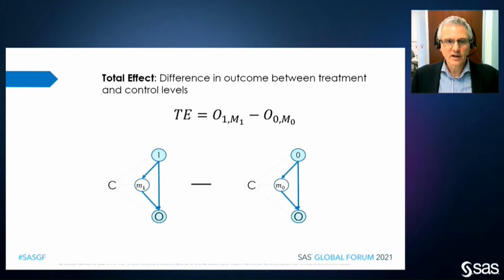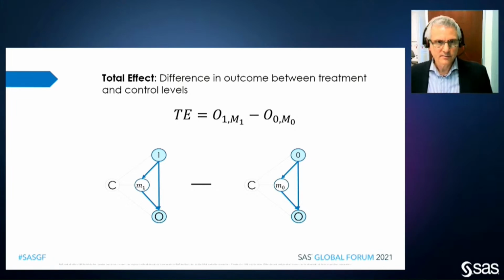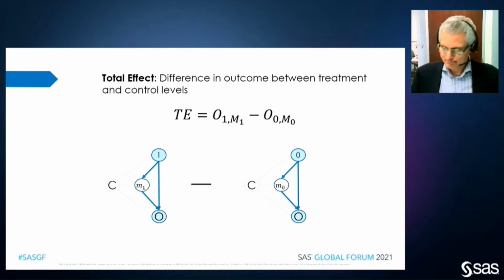M sub 1 on the left is the mediator when treatment is at level 1, that is treated. And M sub 0 is when the treatment value is at level 0, untreated. Note that we are not intervening on the mediator. Rather, it takes the value that is induced by the treatment itself, and we're subtracting these two quantities. So this is the total effect.